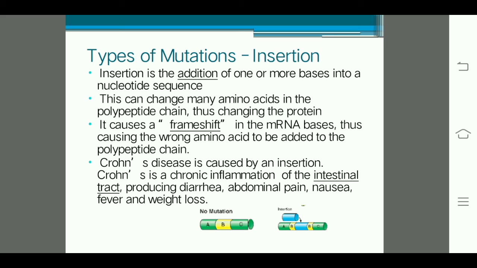Types of mutation. Insertion. Insertion is the addition of one or more bases into a nucleotide sequence. This can change many amino acids in the polypeptide chain, thus changing the protein. It causes a frame shift in mRNA bases, thus causing the wrong amino acid to be added to the polypeptide chain.